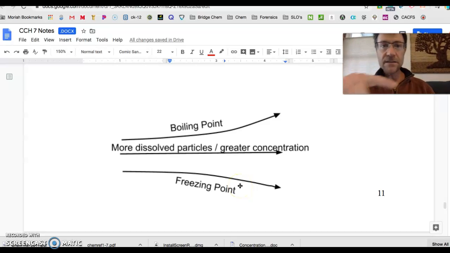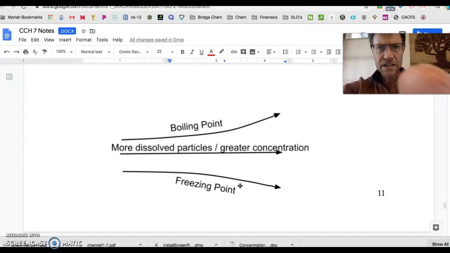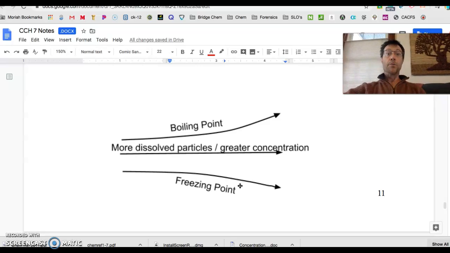Now, same thing, but vice versa, because the questions are not going to be nice to you and make any sense whatsoever. They're probably going to ask, okay, what conditions give you the lowest boiling point? Because we're all thinking about going this way. So they're going to ask lowest boiling point. Well, that's way over here. So over here, or over here. That's going to be the lower concentration, the fewer dissolved particles.